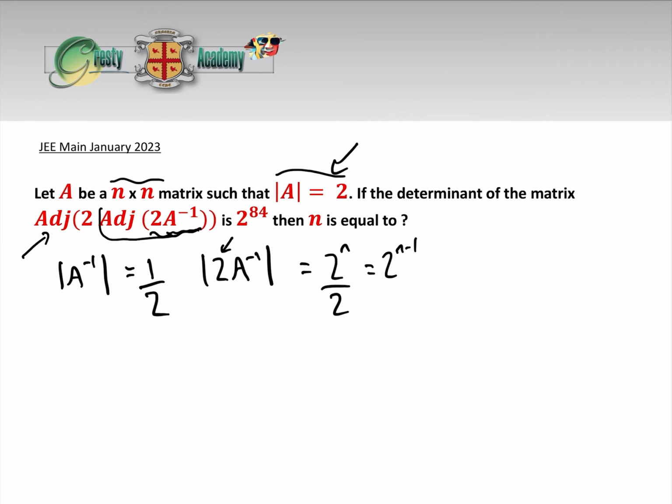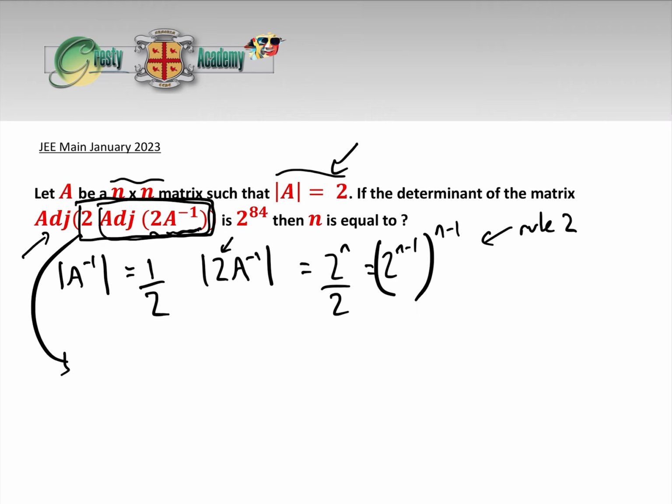Okay, now let's have a look at this bit here. The adjoint of that is going to be that to the power of n minus 1. That is by rule 2. And then when we look at 2 times the adjoint, by rule 1, that bit down there is going to be equal, so let's just put this here, 2 to the n minus 1 to the n minus 1, that's what we got here.